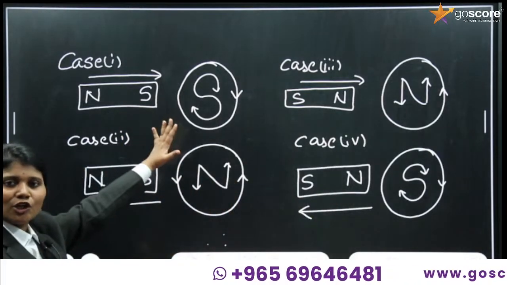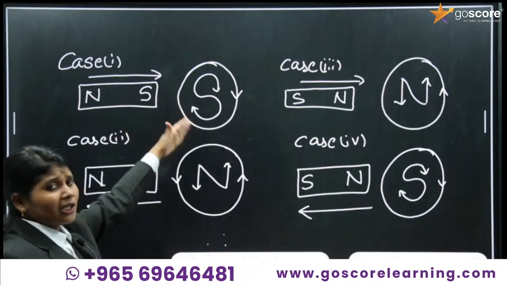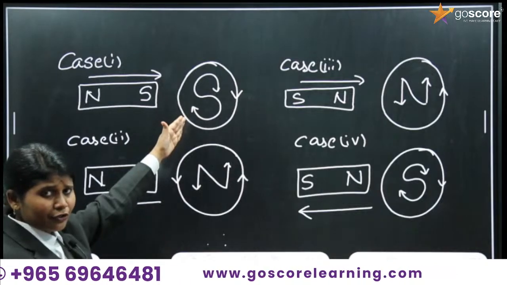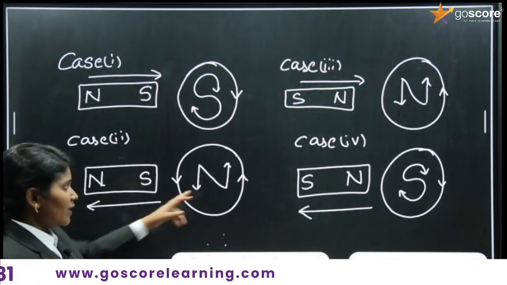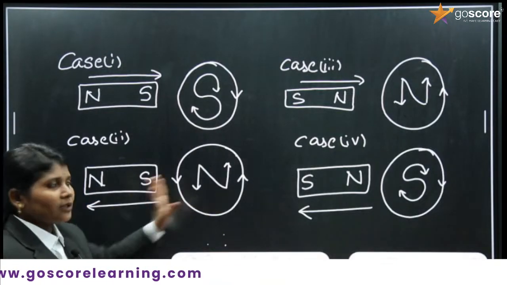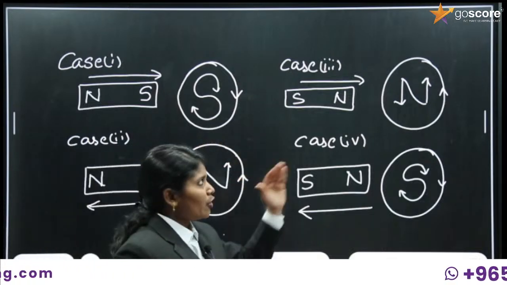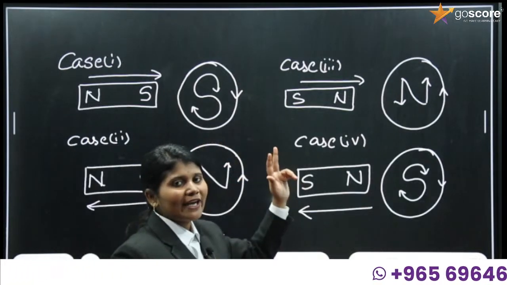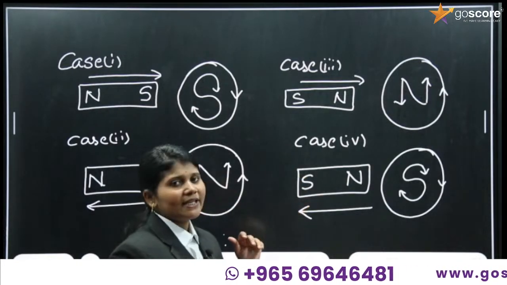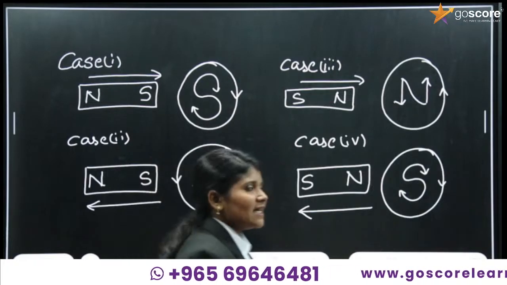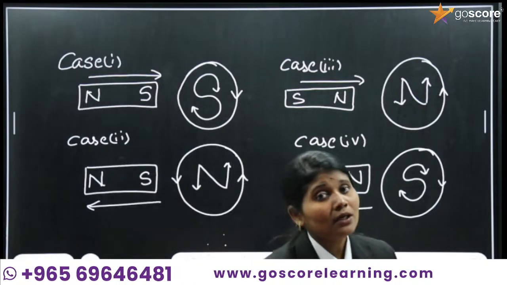So finally we conclude this. When the south pole is near to the coil, we get a south pole induced, then the direction is clockwise. Away from the coil, we get a north pole, then the direction is anti-clockwise. When the north pole is near to the coil, the coil is induced as a north pole, then the direction is anti-clockwise. Away, we get clockwise. So this is the direction of the induced current by Lenz's law.